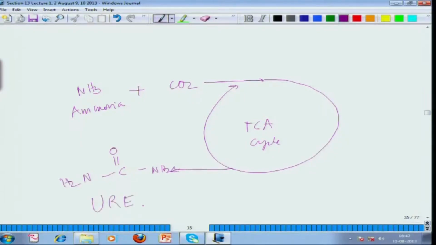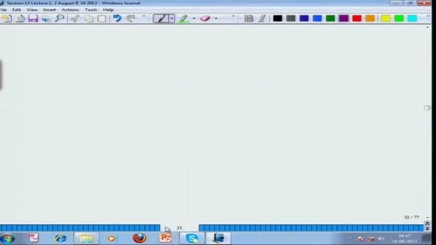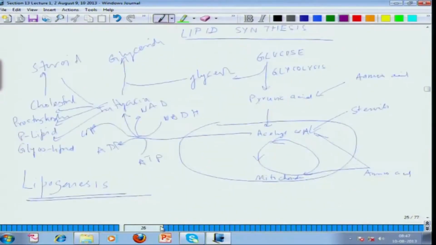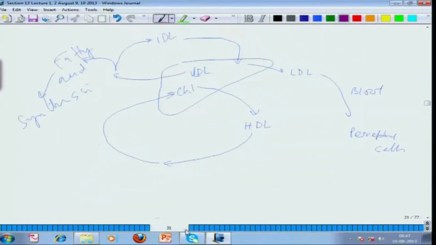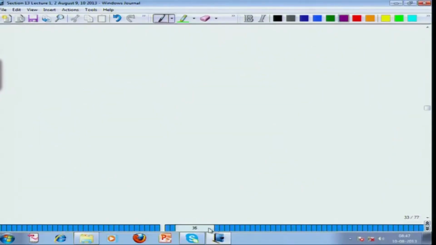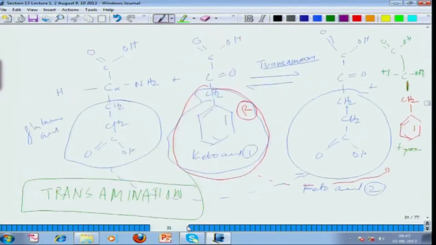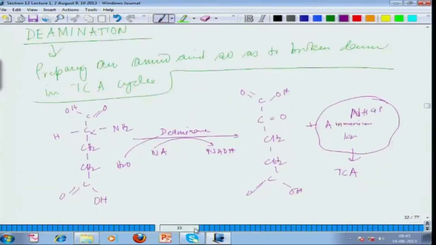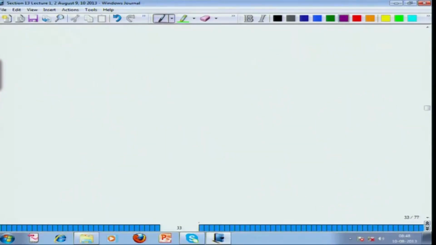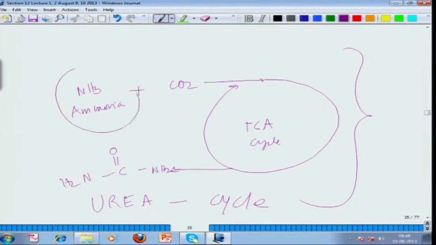Which is nothing but urea, or this is the urea cycle. So, if you go back to the previous cycle, we talked about the transamination, and we are talking about the deamination here. If you see the deamination, it is forming that ammonium ion out here. This ammonium ion eventually forms urea. So, this is what is happening.